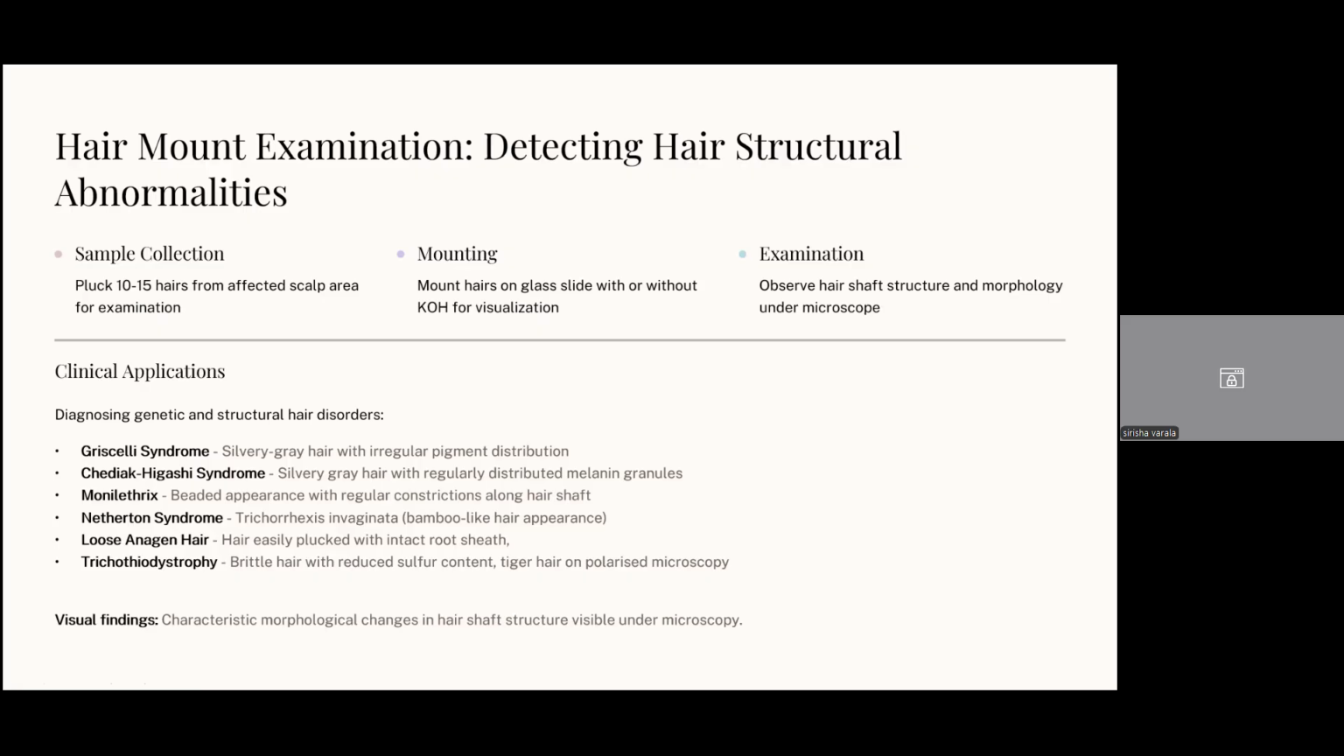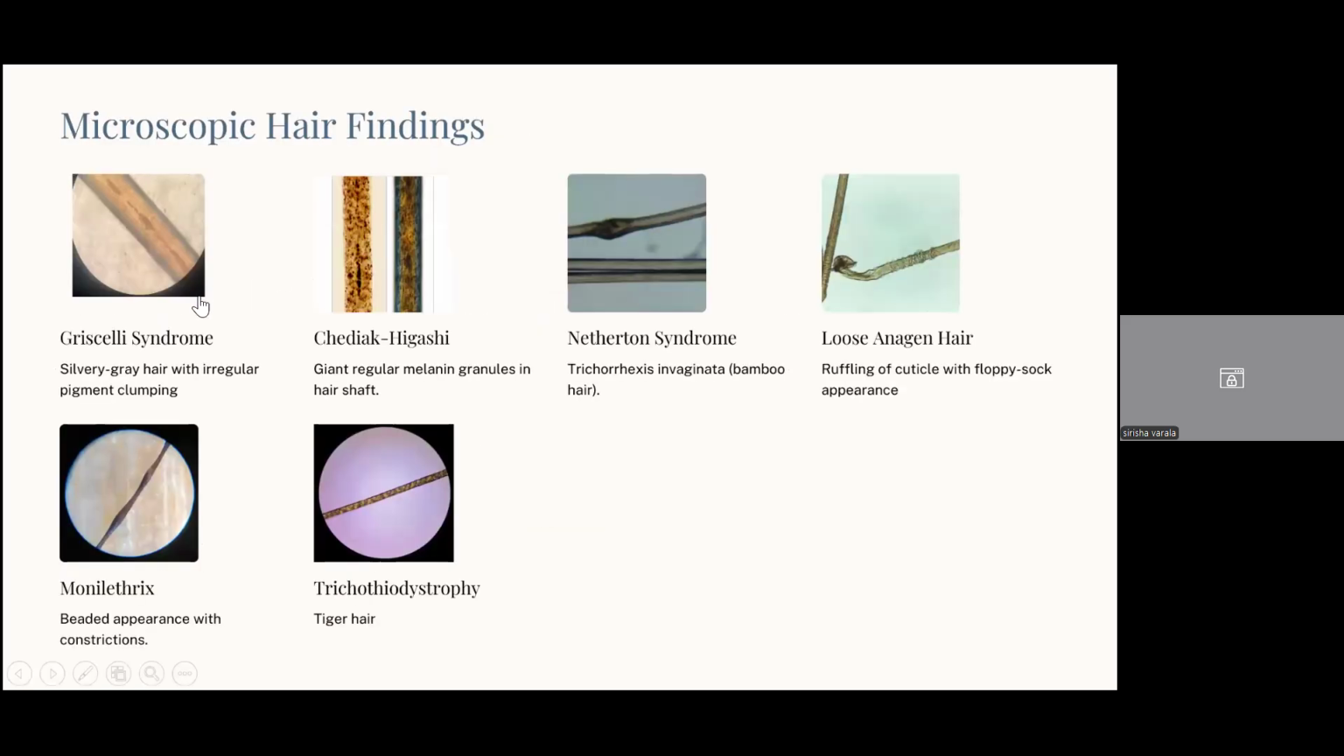So various genetic and structural hair disorders can be diagnosed with this. For example, see the first one, Griscelli syndrome. You see a child with silvery gray hair. Just pluck a few hairs, mount them under the microscope and see. You will see irregular pigment clumping, which is very characteristic of Griscelli as opposed to Chediak-Higashi.